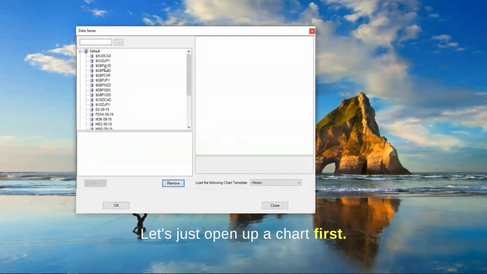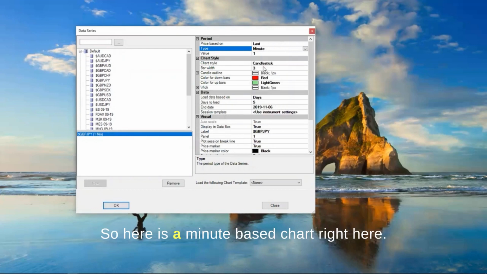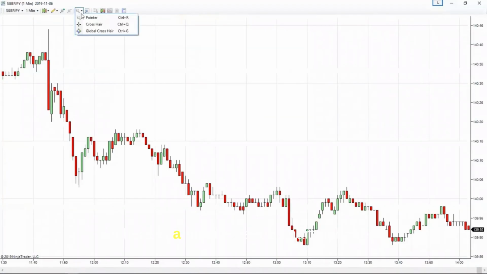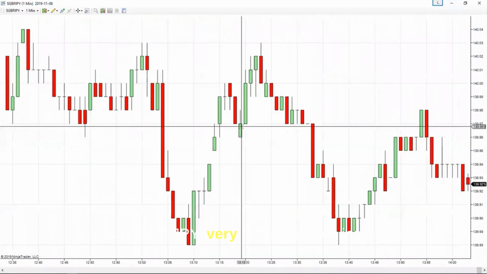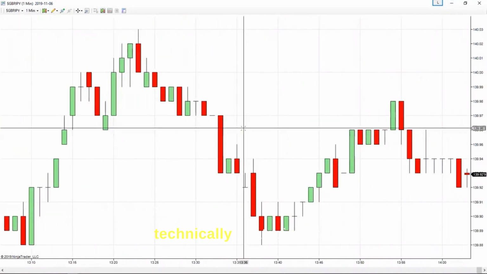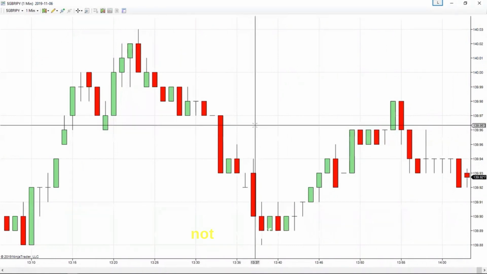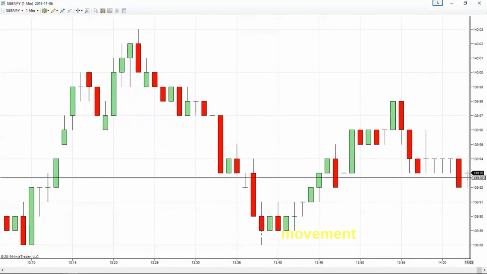Let's just open up a chart. First, let's open up a minute-based chart. So here is a minute-based chart right here. This is GBP JPY, a very common Forex instrument. Now, let's get into exactly how technically strategies are built. There's not any fluff or extra steps. Let's just keep it as simple as possible. So here's the latest price of the current live market movement.